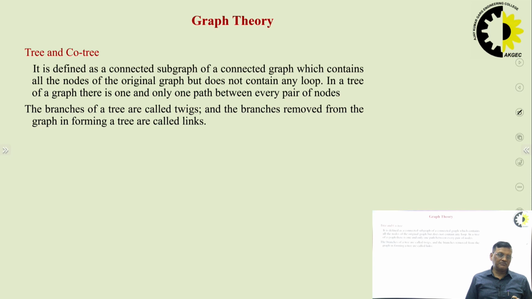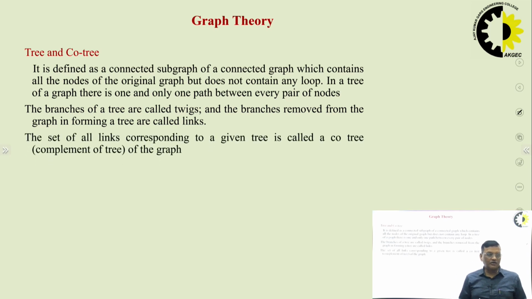The branches of a tree are called twigs, and the branches removed from the graph in forming a tree are called links. So questions may be asked: what is a tree, what is a co-tree, what is a twig, and what is a link. These are the definitions of these four terms: tree, co-tree, links, and twigs.